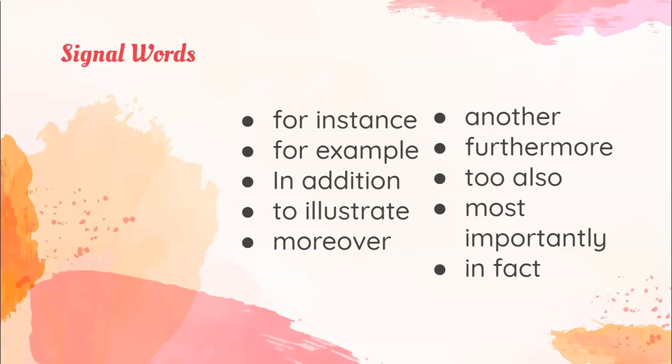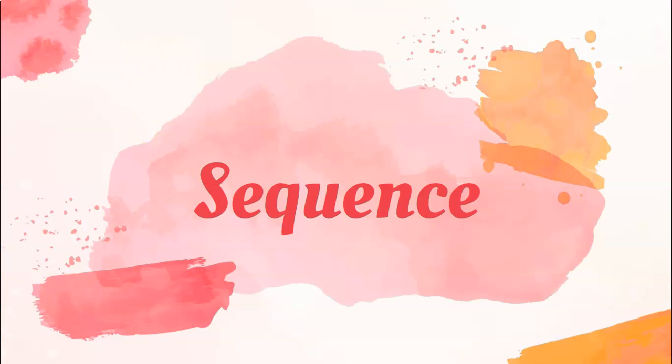So some of those words could be, for instance, for example, in addition, to illustrate, moreover, another, furthermore, also, most importantly, in fact. Not all of these words are going to be in the writing. You may have a couple of them, you may have some. These are just some words that can help us identify that what we are reading is in the form of a description text structure. So today we are going to talk about sequence.